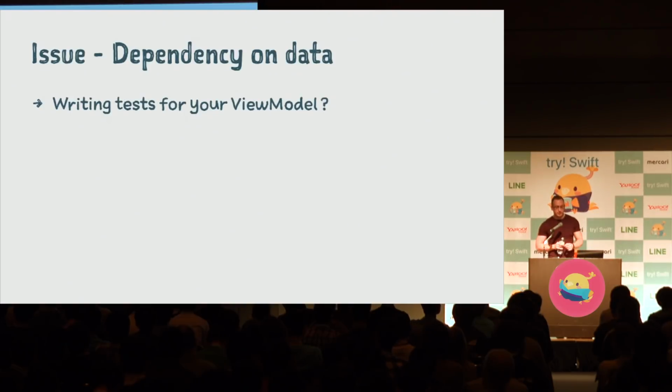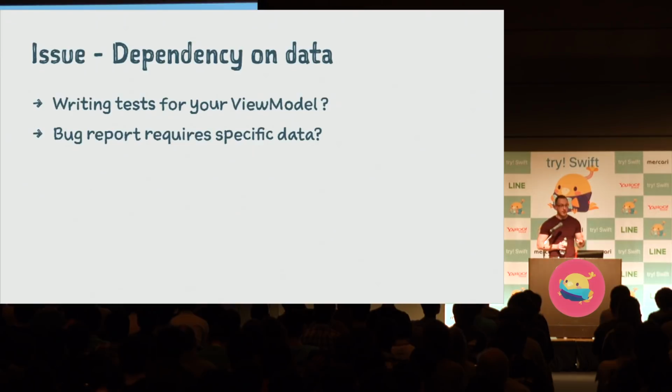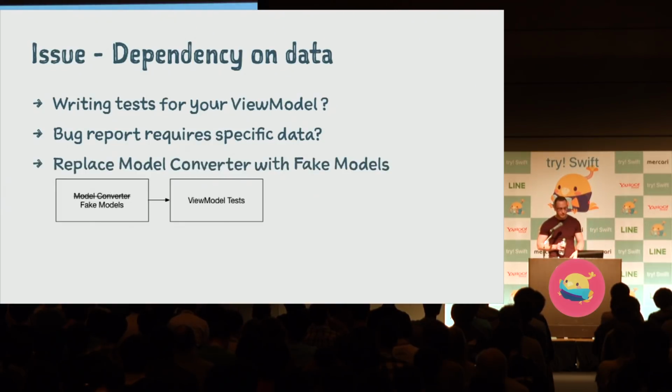So let's say you need to write tests for your view model. Or you have a bug report that requires a specific data configuration. We all know how that works, right? We usually get a bug report, and it's really hard to reproduce because the data is no longer there. With the pipeline architecture that we designed, we can just replace the model converter with fake data and skip all of the earlier parts of this pipeline. And this applies not only to unit tests, but also when you get that bug report. You can just put the data in your project and immediately launch a specific screen with that bug configuration.